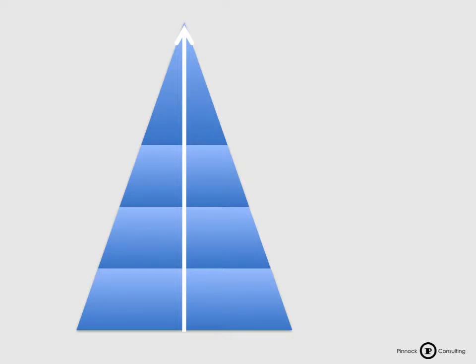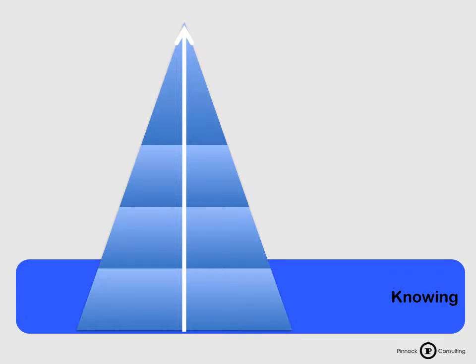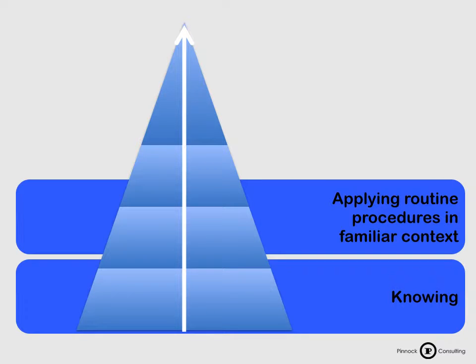Mathematical literacy has 4 levels. Level 1, or the lowest order, is knowing, where the learners are able to read information maybe from a table, they're able to read values, they are able to perform conversions, or just basic measuring and being able to do it accurately. The next level is applying routine procedures in a familiar context.